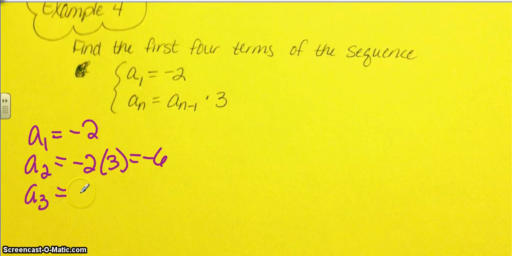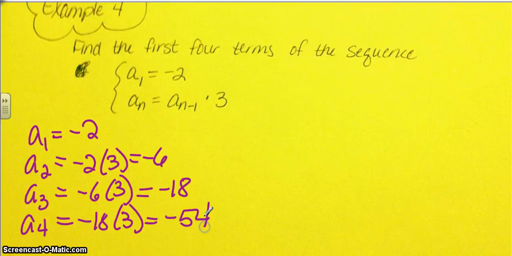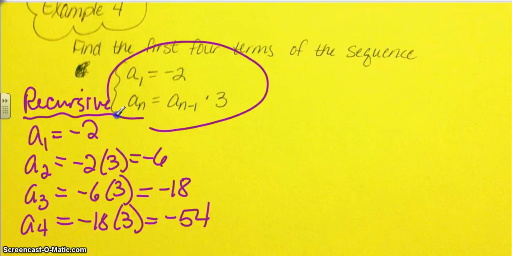A sub 3 is negative 6 times 3, which is equal to negative 18. And a sub 4 is negative 18 times 3, which is equal to negative 54. This was the recursive rule right here that led me to these 4 terms.